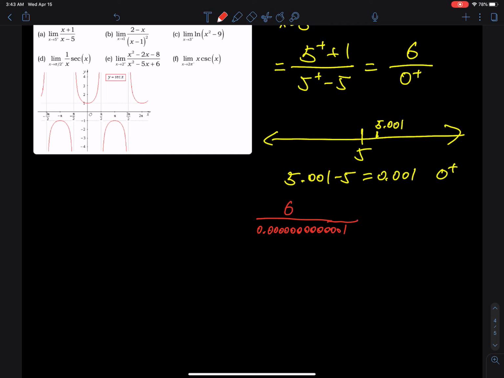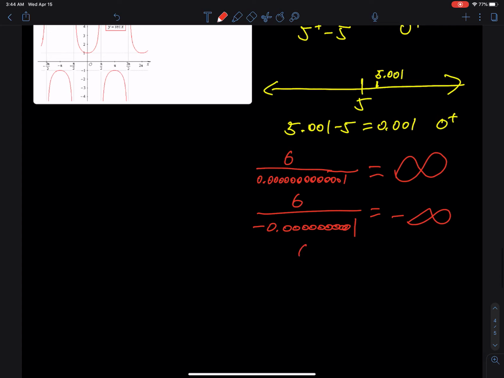What is that equal to? Tell me, is the quotient really, really big or really, really small? If you take 6 divided by such a small number, something a tiny little bit greater than 0, you are going to get a huge quotient, positive infinity. What if you have 6 divided by this? Then you get negative infinity. If you don't trust me, use your calculator.